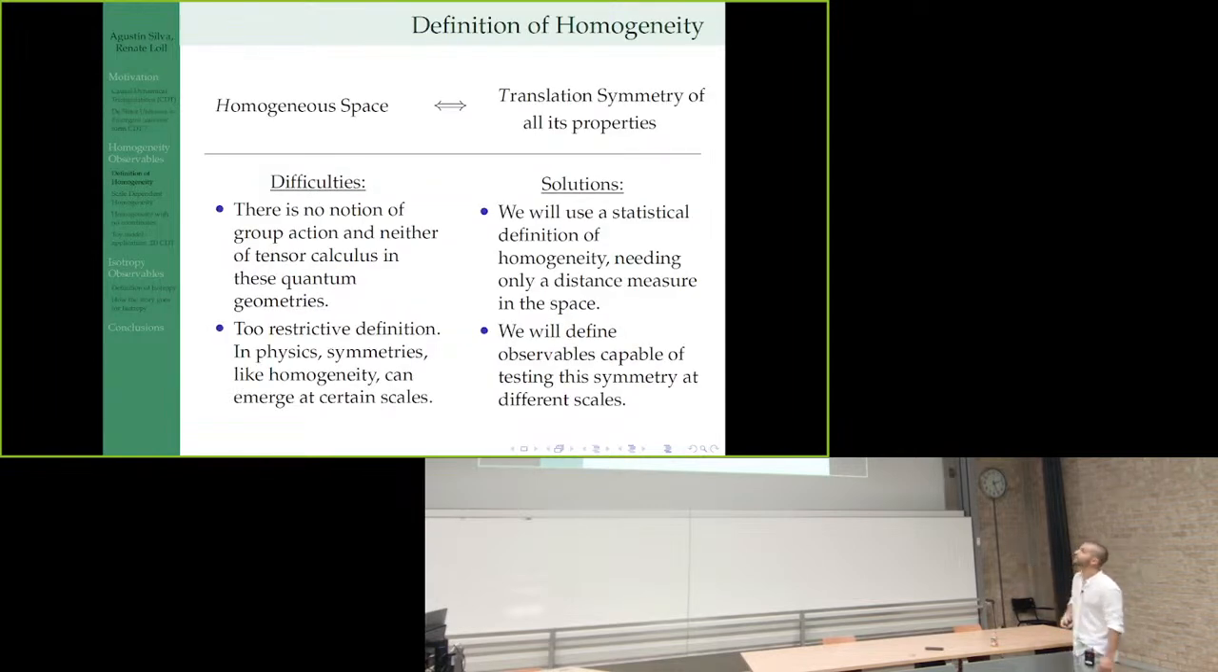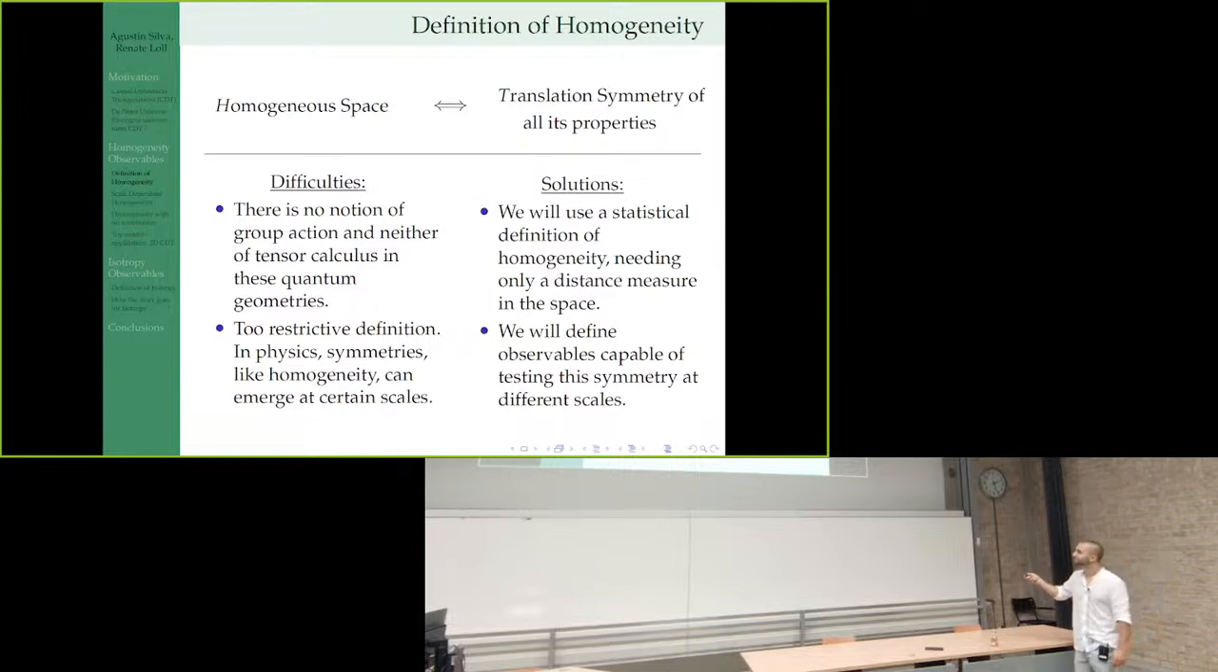So let's go to the basics, because we will have some difficulties. I will build the observables together with you. For homogeneity, one has to go to the definition. A homogeneous space is a space that has translation symmetry of all its properties. Now, this perhaps has some difficulties, because there is no notion of group action in these very non-smooth geometries. And as I said, there is no tensor calculus. How do you apply a translation if you don't even have coordinates?